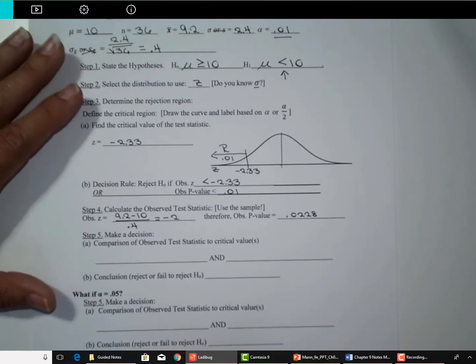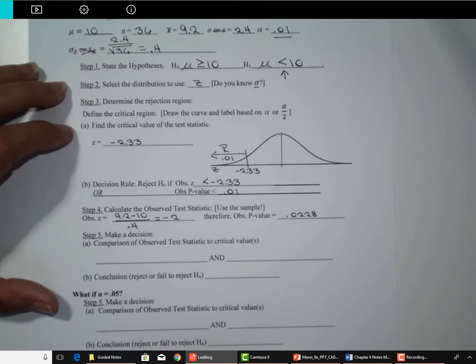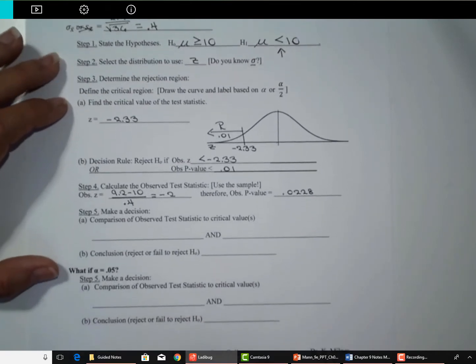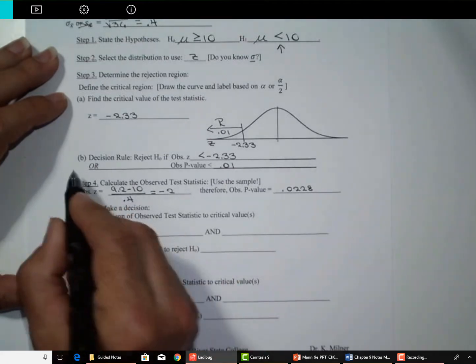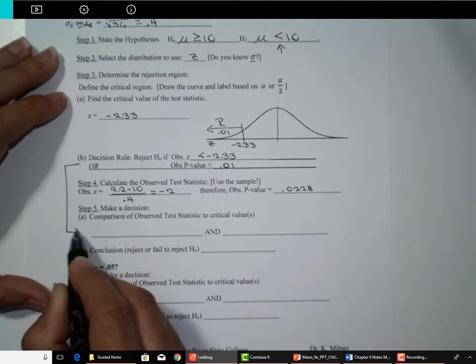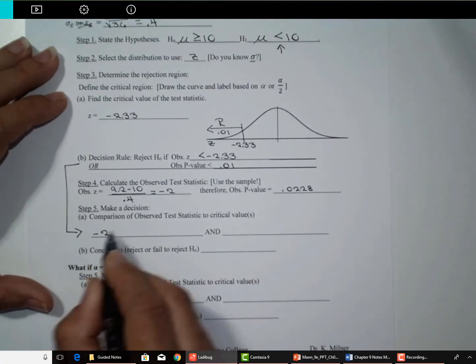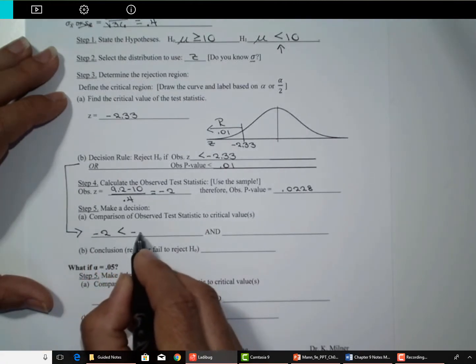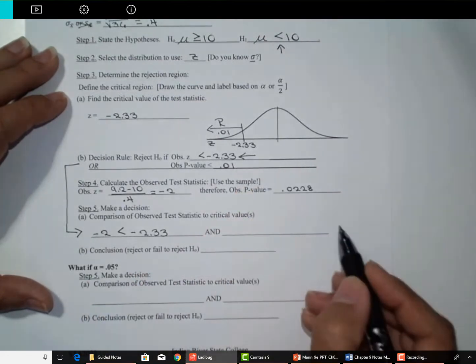So does that make enough of a difference for the consumer agency to reject the health club's claim that its members lose an average of 10 pounds or more each month? Let's look at our statistics and compare them. And this is how your decision rule will come in handy. You can copy the two decisions down to here. I'm going to say observed z, which came out to be -2, has to be less than -2.33. That was my decision rule that I set up here.